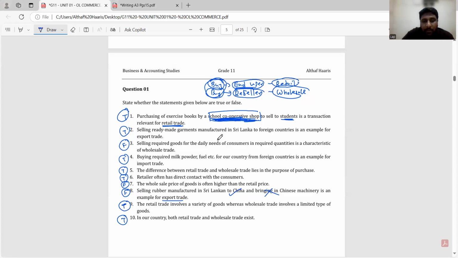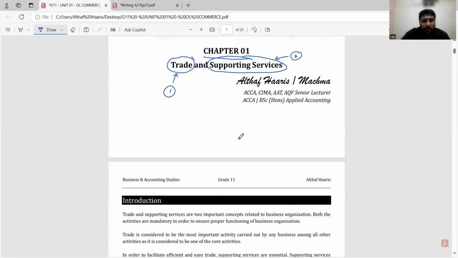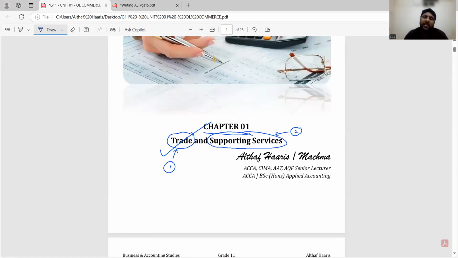So with that, we are completely done with the first part. What is the first part? This trade part is done. Next, what we have to study is the supporting services. As I told you, for me to run the business, the bank is supporting me. For your staff to come to work, transport is supporting you, the transportation service. I have a big stock of tables. If it gets burned by fire, I will make losses. So I might have taken some insurance. Insurance is supporting.